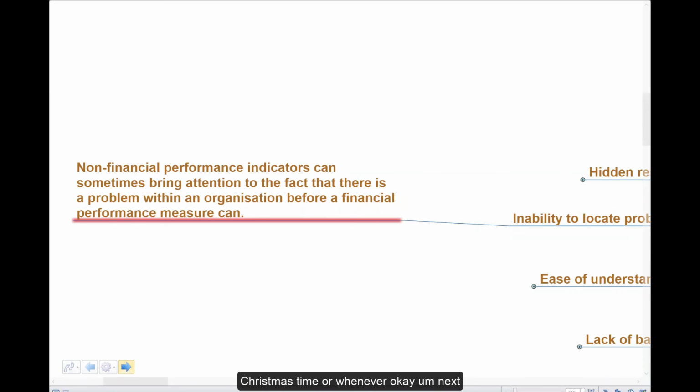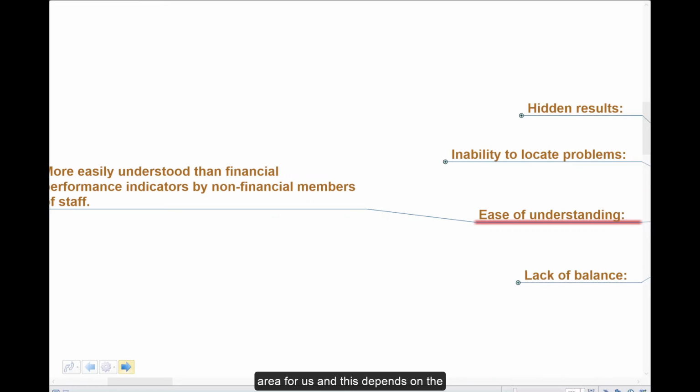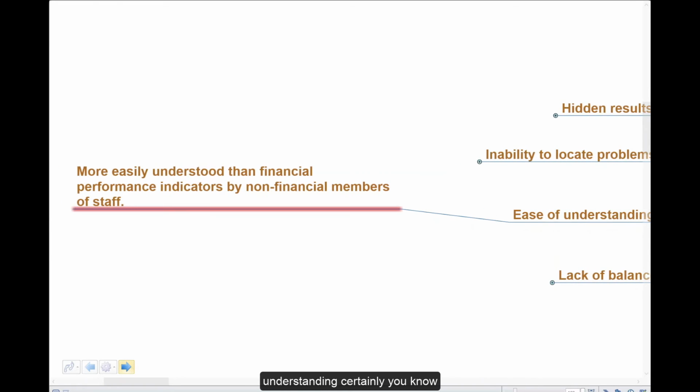Okay. Next area for us, and this depends on the person, but what we're talking about here is ease of understanding. Certainly, non-financial members of staff might find non-financial information a little bit easier to understand. They're not trained accountants, they're not trained finance people, so we can't expect them necessarily to understand how to read a performance report or a set of financial statements, for sure.